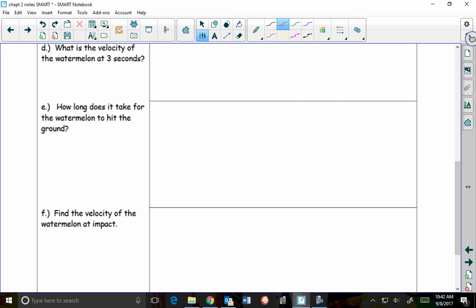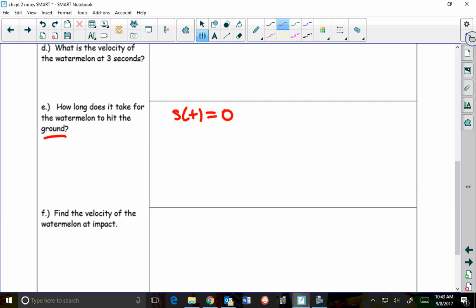How long does it take for the watermelon to hit the ground? Rephrase without saying it. Set it equal to 0. Okay, S, because it's position. How long does it take for it to hit the ground? Right? So we are in position. We want to know when is the position equal to 0.